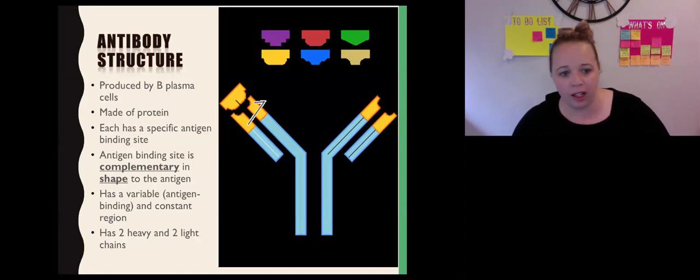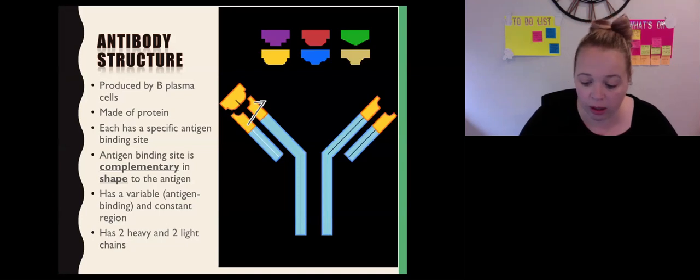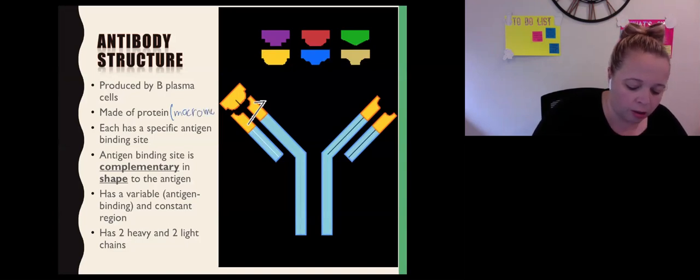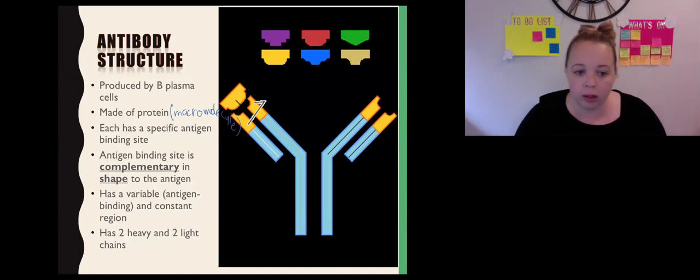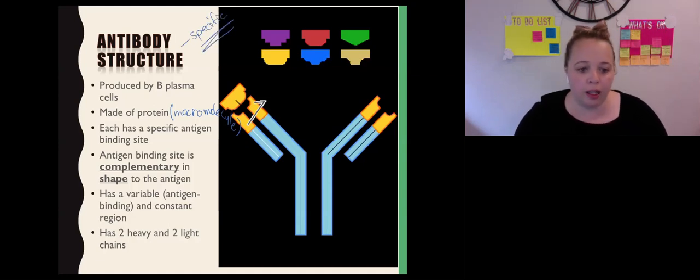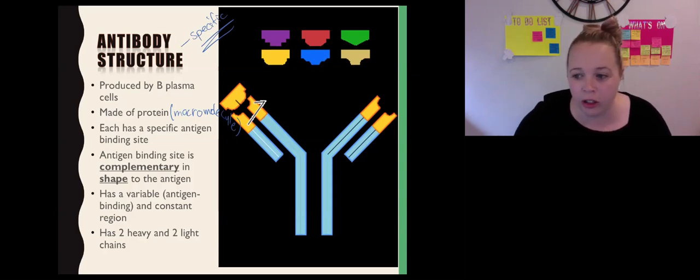So in your notes on page 15, these guys are the things that are produced by your B plasma cells. They are made of protein. The biomacromolecule that these guys are made of, that is their macromolecule, which is a question that got you on one of my EP tests. So the macromolecule they are made of is a protein. Each has a specific antigen binding site, and that is complementary in shape to the antigen. The other thing that I haven't written on here is they are super, super specific. Usually it's one type of antibody per antigen, but sometimes you can get antibodies that fit to multiple antigens, but those antigens are very similar in shape.